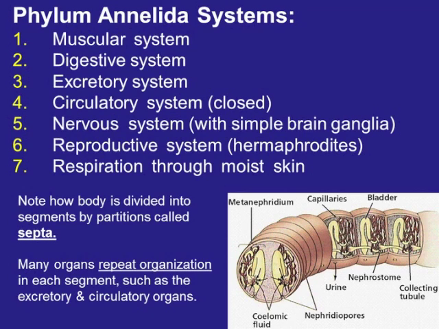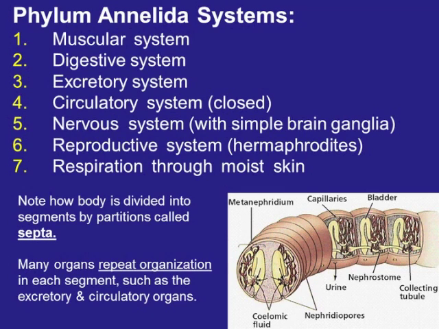Note how the body is divided into segments by partitions called septa. You can see septa there on our bottom right diagram. Many organs repeat organization in each segment, such as the excretory and circulatory organs. So we'll see capillaries and the bladder repeat itself in each segment of the worm.